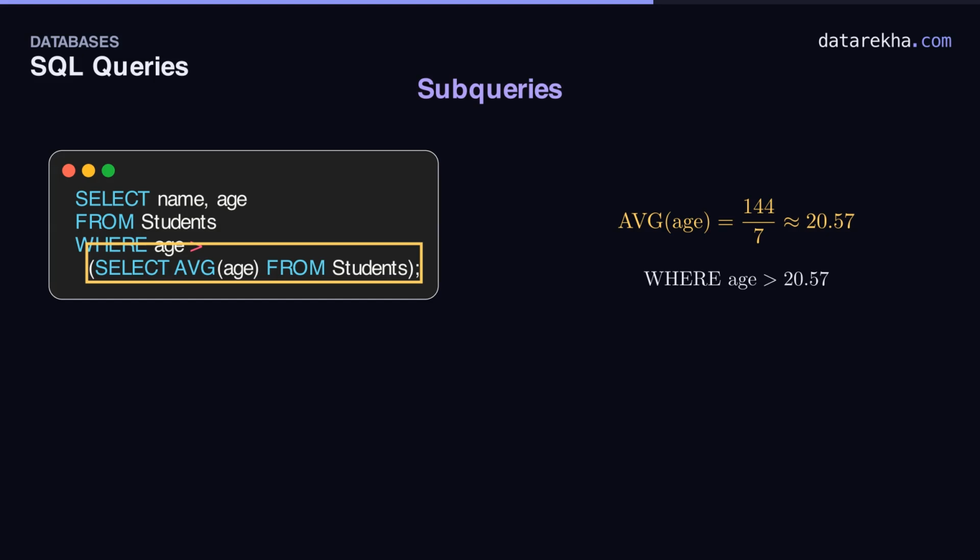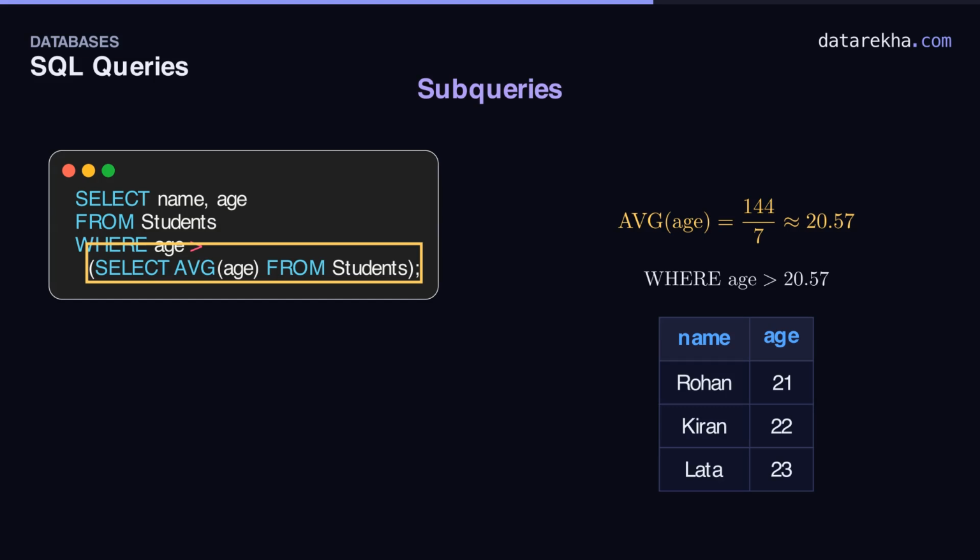SQL substitutes that value straight into the where. Now the outer query is ordinary. Keep rows where age beats 20.57. Rohan at 21, Kiran 22, Lata 23. Those 3 come back. The subquery let one query lean on the result of another.